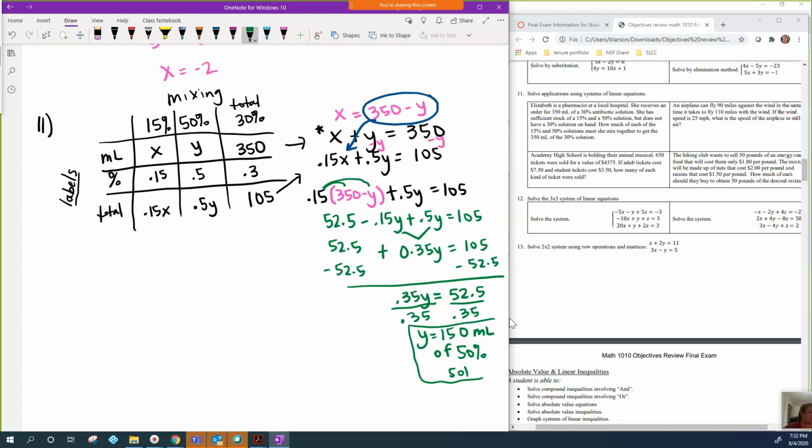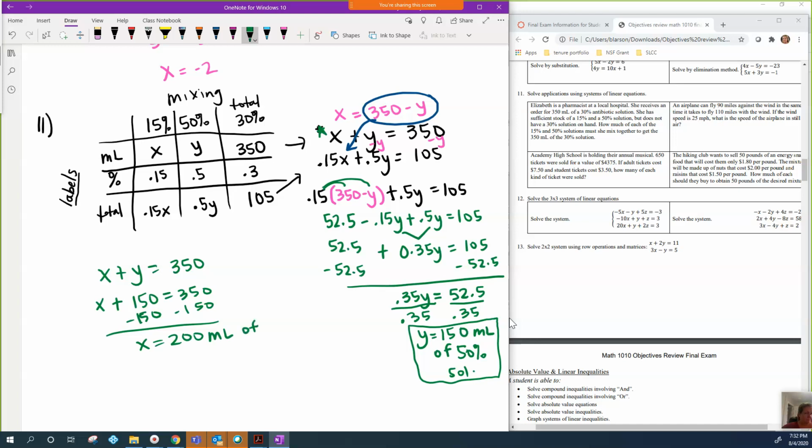Okay, so did you guys get 150 milliliters for the 50% solution? And then to figure out how much of the 15% solution, right, let's go back to that x plus y equals 350, that first equation there. And then to figure out what x is, we can substitute 150 in place of y. And so we get x equals 200. So we need 200 milliliters of the 15% solution, right?